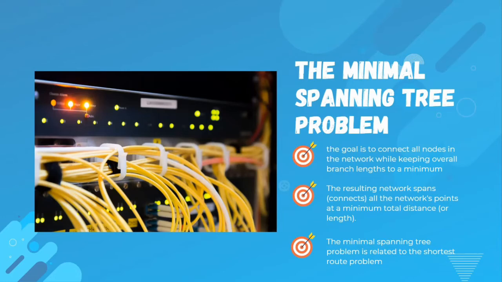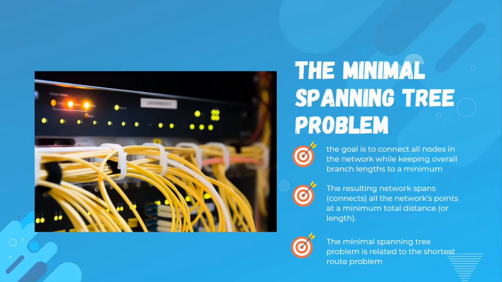The minimal spanning tree problem is related to the shortest route problem in that the goal is to connect all nodes in the network while keeping overall branch lengths to a minimum. The resulting network spans, connecting all the network's points at a minimum total distance or length.